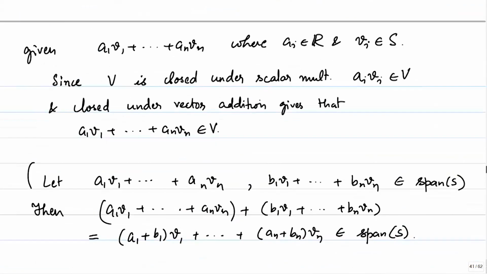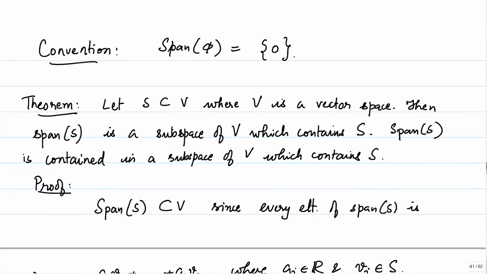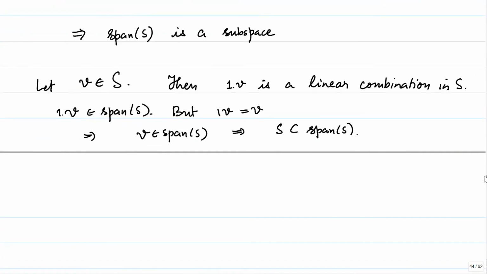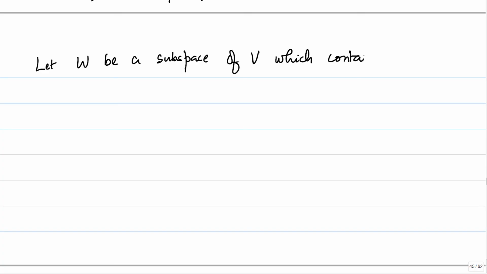So we have shown one statement in the theorem. Let me recall what the theorem is. Let S be a subset of V where V is a vector space. Span of S is a subspace of V which contains S. All that is left to show is that if W is a subspace of V which contains S, then span of S is contained in W. So let W be a subspace of V which contains S. We would like to show that span of S is contained in W.